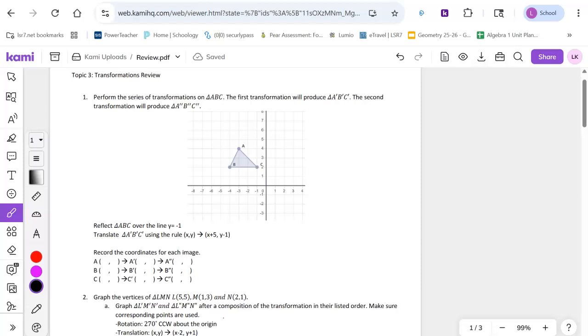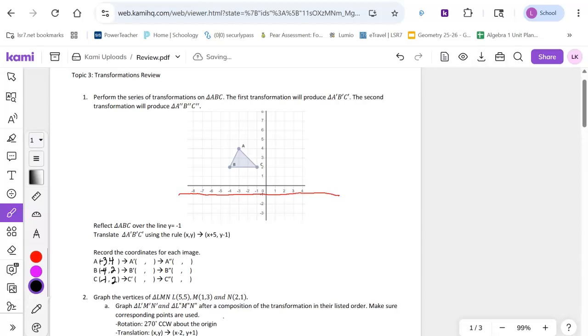The first thing I'm going to do is just write out what my coordinates are for each image. So A is -3, 4. B is -4, 2. And C is -1, 2. Now, it says reflect across the line y equals -1. So y equals -1 is going to go just like this. When you're reflecting across a horizontal line, then your x's stay the same, your y's change.